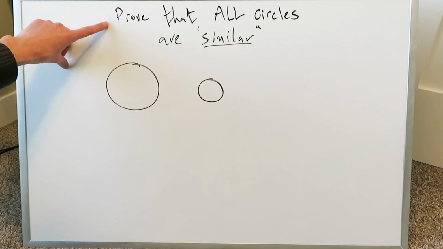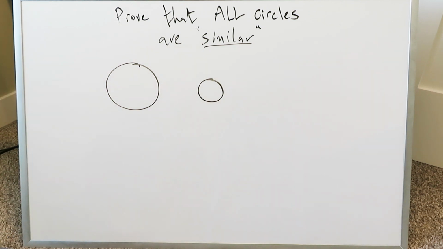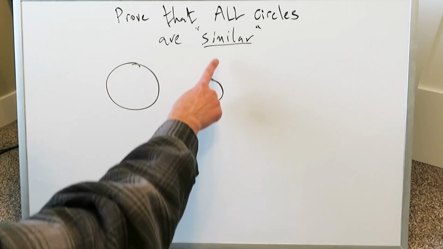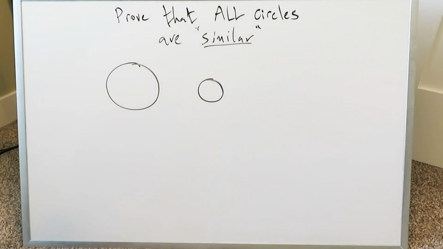In this video, we have to do this simple exercise. We have to prove that all circles are similar. We're not saying that all circles are identical or congruent because they wouldn't be. To be congruent or identical, the circles would have to have the same radius.